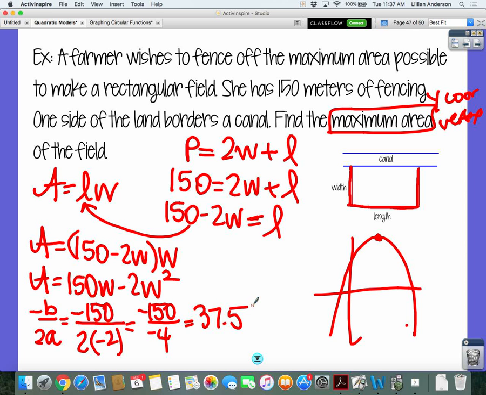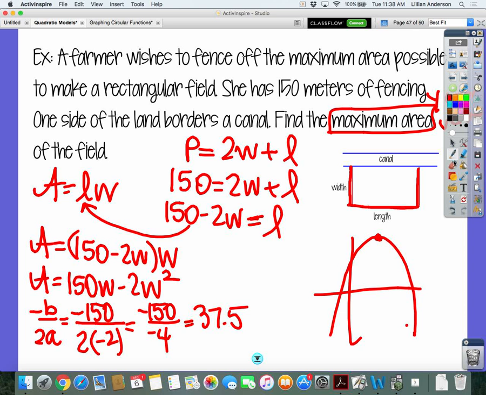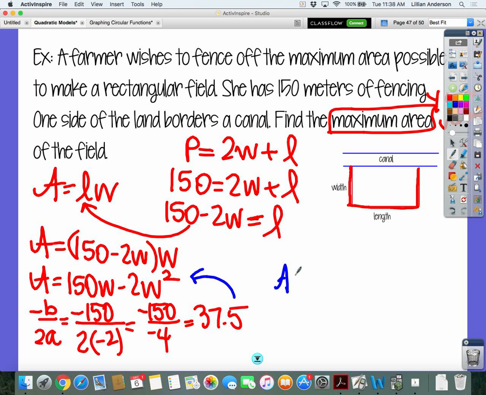So 37.5 basically represents the width that the farmer would need to fence in order to get the maximum area. To find the actual maximum area, the y coordinate of the vertex, we need to take that 37.5 and plug it into the quadratic, which represents the area. So we're going to do 150 times 37.5 minus 2 times 37.5 squared.